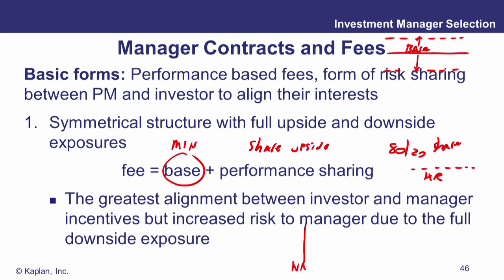Let's have the net asset value of the fund, and let's bring in a hurdle return or rate. Say, for example, that happened to be 6% here. Here's our hurdle.